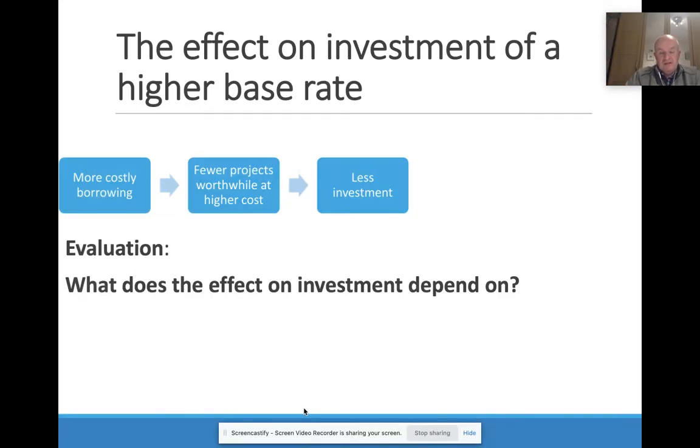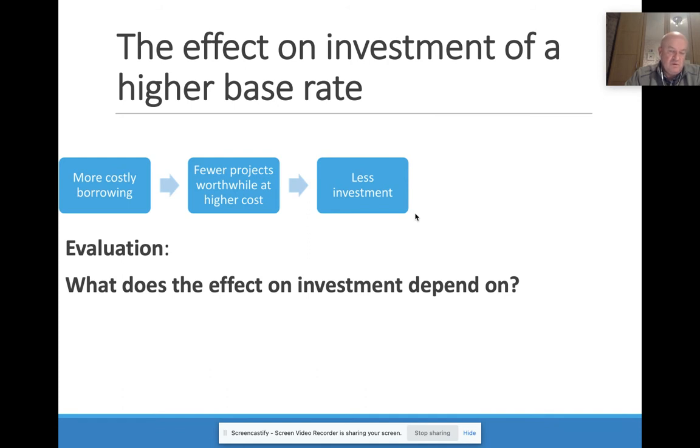Okay, let's have a look at the effect on investment of a higher base rate. If we're talking about investment by businesses or individuals, it's clearly going to be more costly to borrow. Probably fewer projects will be worthwhile at this higher cost, and as a result you're going to tend to get less investment. So a higher base rate, making it more expensive to borrow money, is likely to cause less investment. But the effect on investment is going to depend on a number of things too.